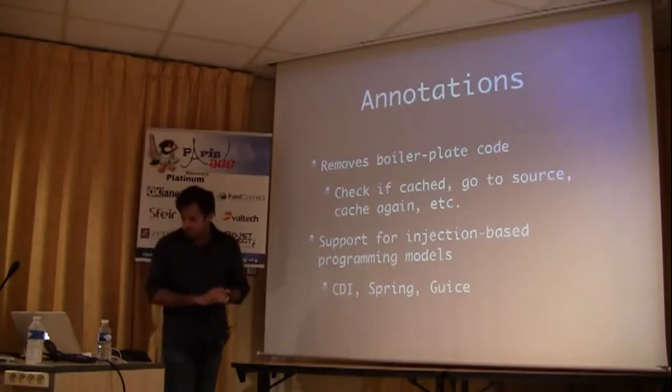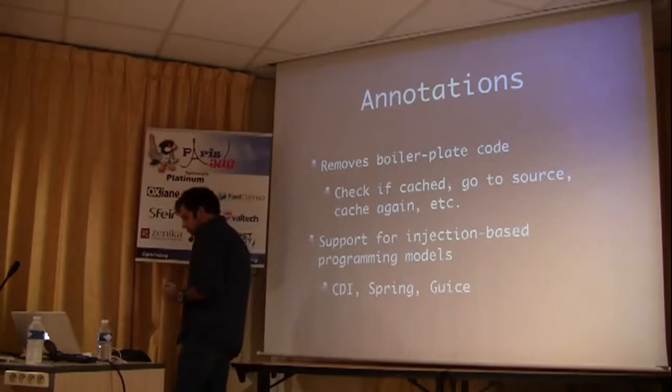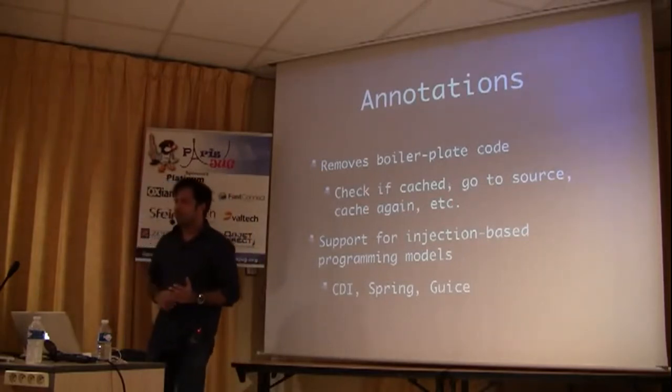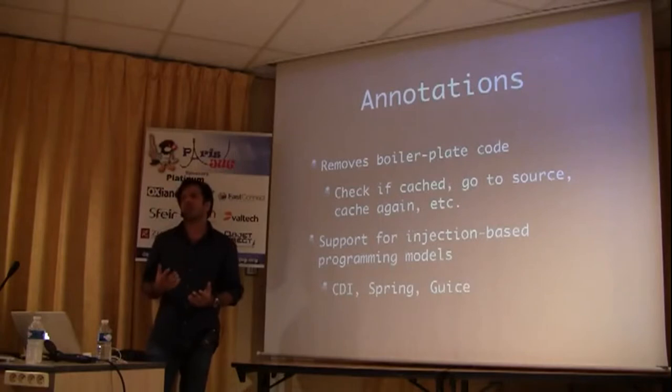The next section I want to cover is annotations. Now, this is a fairly new part of the JSR in that, like I said, the JSR is 12 years old, so it's kind of evolved quite a bit over time. Annotations are a fairly new part of the JSR. It essentially makes things a lot easier to consume a JSR 107 cache.